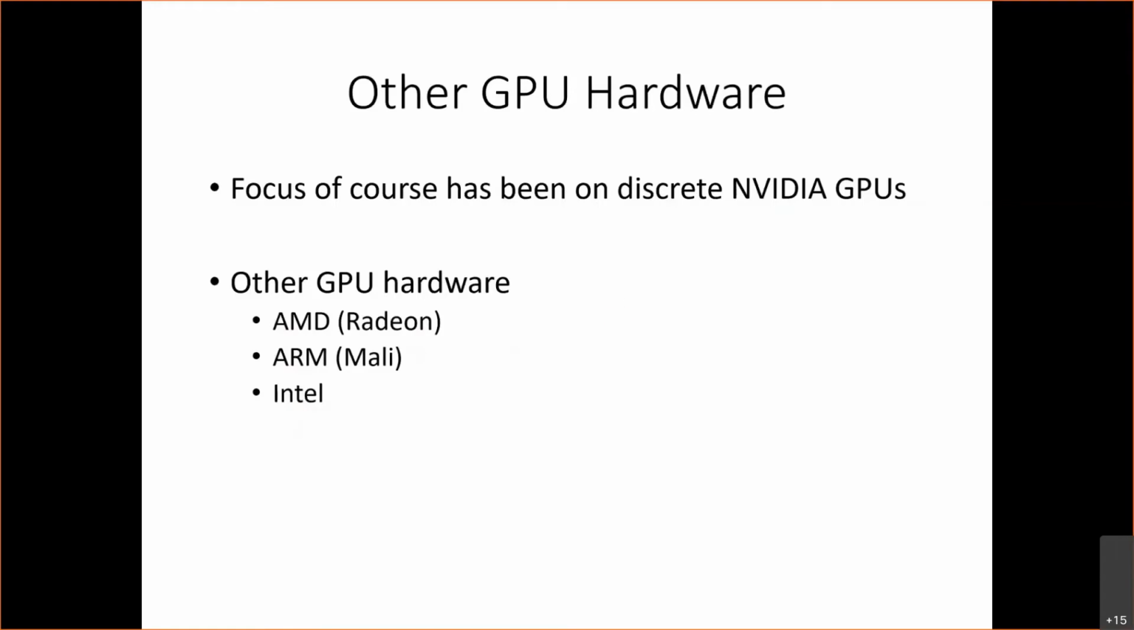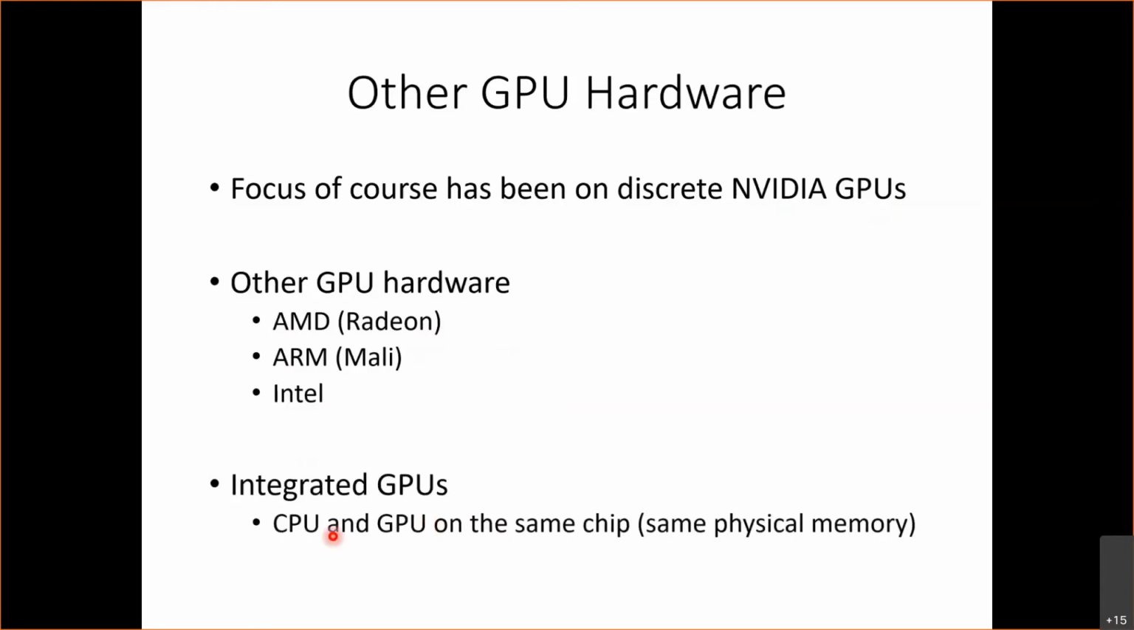Like I said, we've been focusing on discrete GPUs, but there are actually integrated GPUs where you can have the CPU and GPU on the same chip, and in this case, the CPU and the GPU share the same physical memory. The advantage of this is that we don't have any data transfer over PCIe. You can access the same physical memory from both the CPU and the GPU because they are on the same chip. AMD is one of the pioneers in manufacturing these kinds of chips.